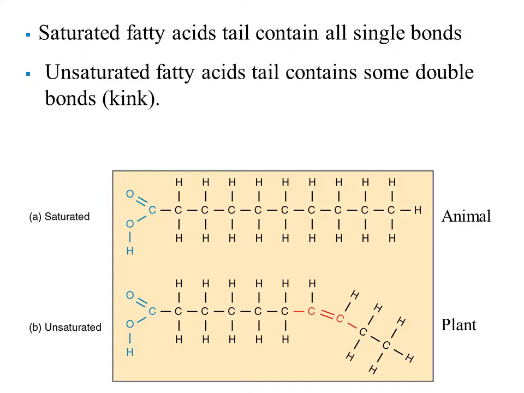The tails of a triglyceride can be saturated or unsaturated. Saturated fatty acid tails contain all single covalent bonds, whereas the unsaturated fatty acid tail does not. In the unsaturated fatty acid tail, you will see a kink or a double covalent bond.